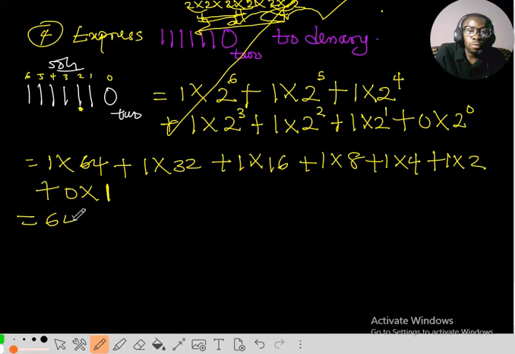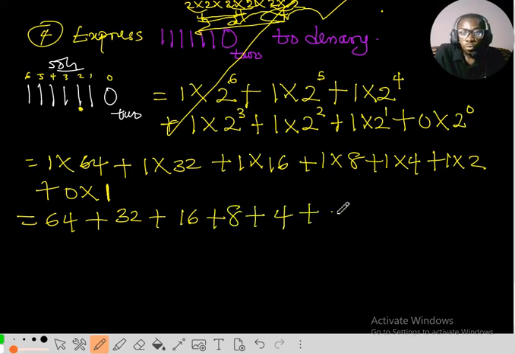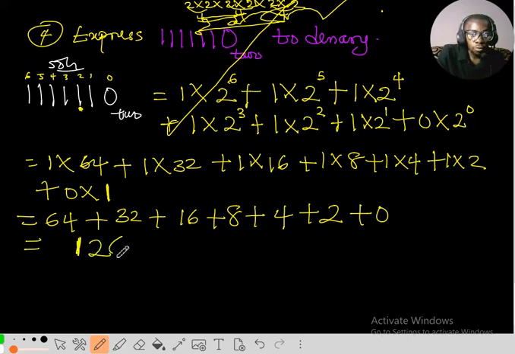So here now we can continue with the multiplication. 64 times 1 is going to be 64. 32 times 1, 32. 16 times 1, 16. 8 times 1, 8. 4 times 1, 4. 2 times 1, 2. And 0 times 1, 0. Add all these numbers together. 64 plus 32 plus 16 plus 8 plus 4 plus 2. And that is going to give us 126, which is now denary, base 10.